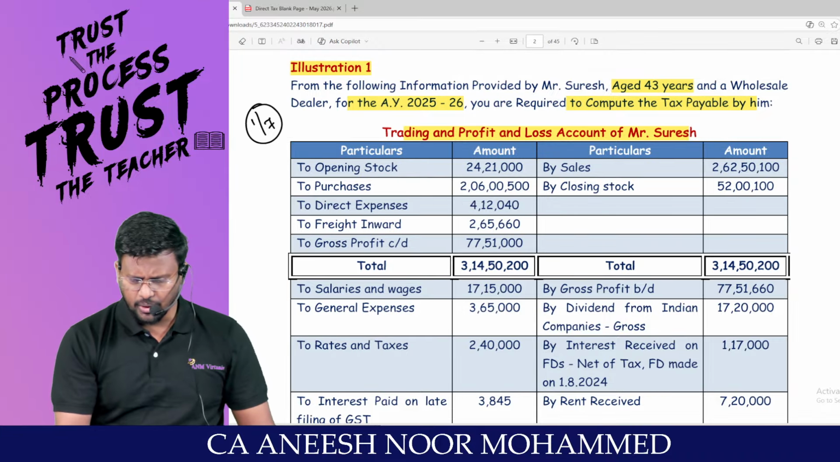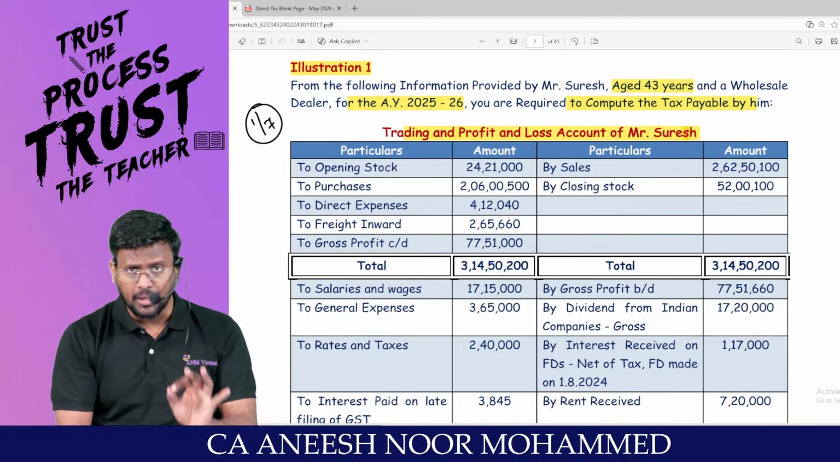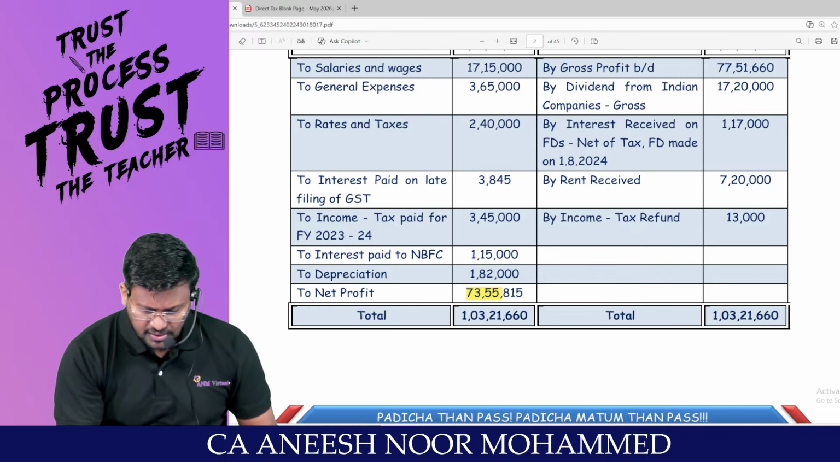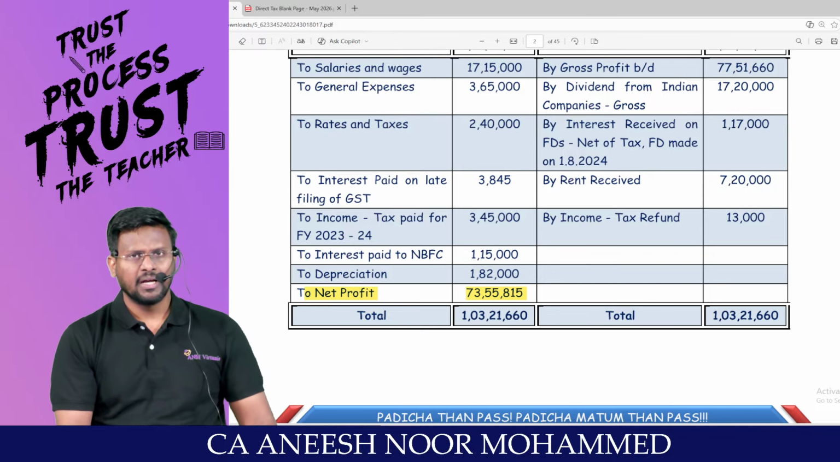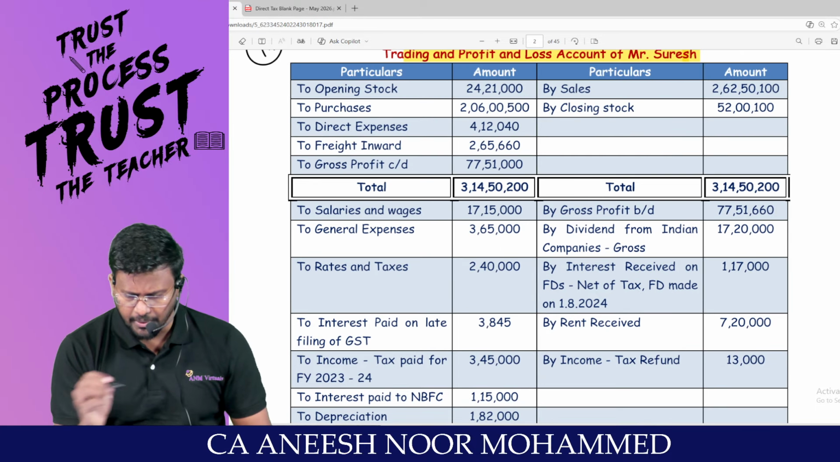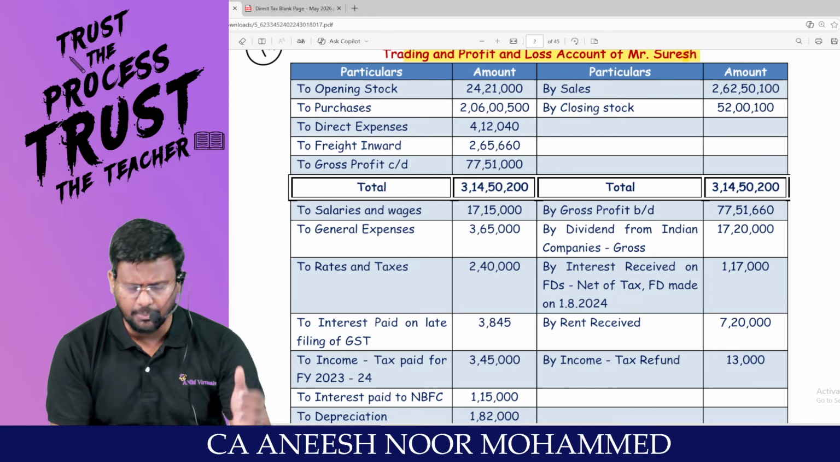My dear lovable students, always if P&L account is given, the game is very easy. Because the starting point is we have to start with the net profit. This net profit will be having impurities. What are the impurities? You just check the credit side of the P&L account.